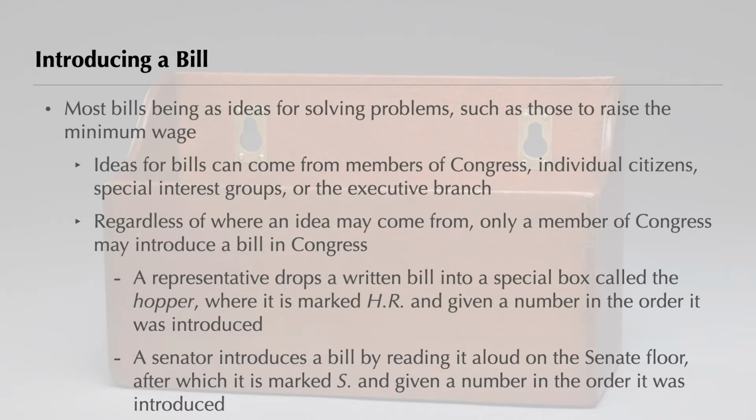However, only a senator or a representative can introduce bills in Congress. A representative introduces a bill in the House by dropping it in a special box called a hopper. A senator introduces the bill by reading it aloud from the Senate floor. All bills introduced during a term are marked HR for the House and S for the Senate. They are given numbers in the order in which they are introduced. For example, when the minimum wage bill was introduced in the Senate in 1998, it was marked S 1805.